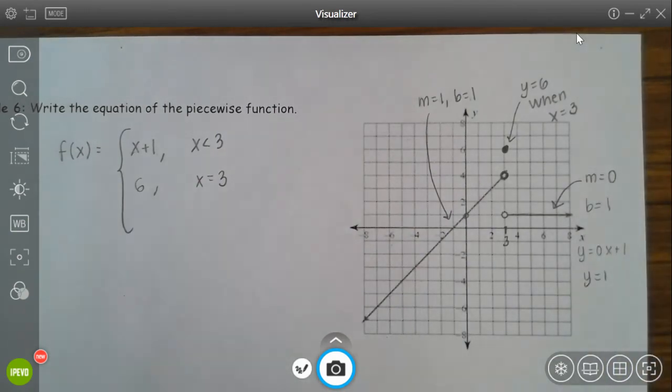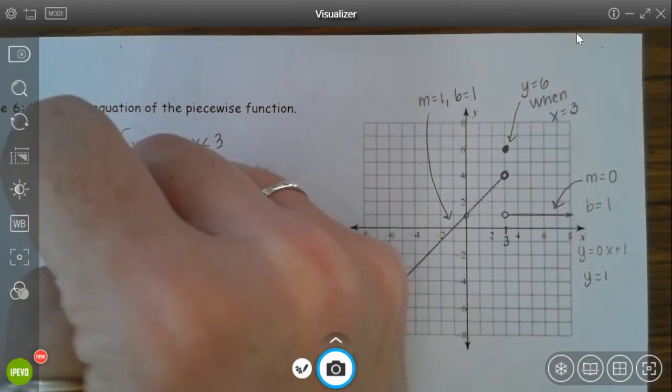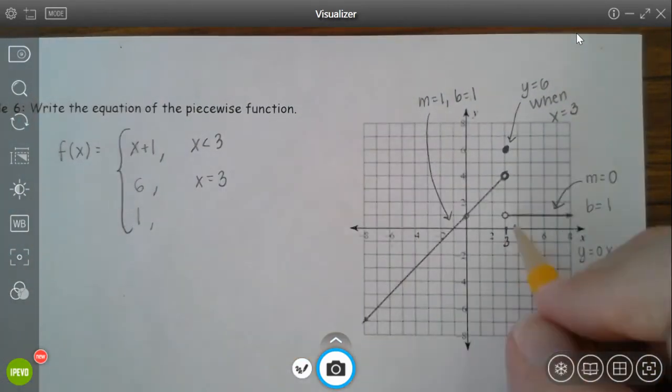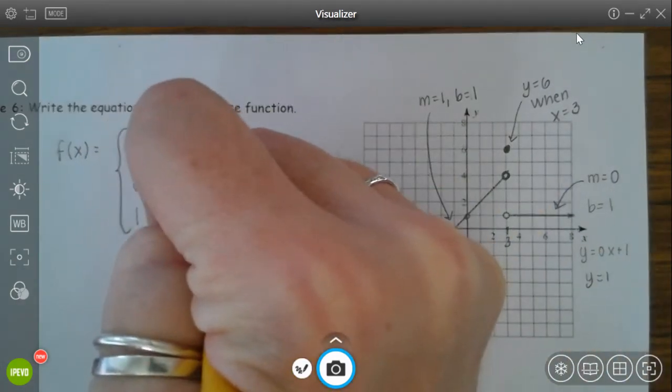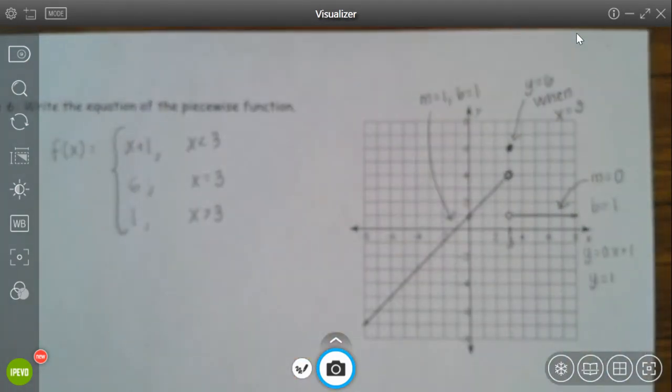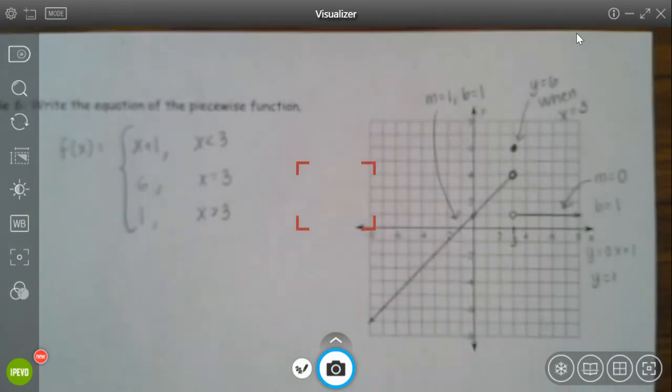So over here in my piecewise, I'm going to say f of x is equal to 1, and that's when x is anything bigger than 3. So x is greater than 3. So that would be our piecewise function for our first example.